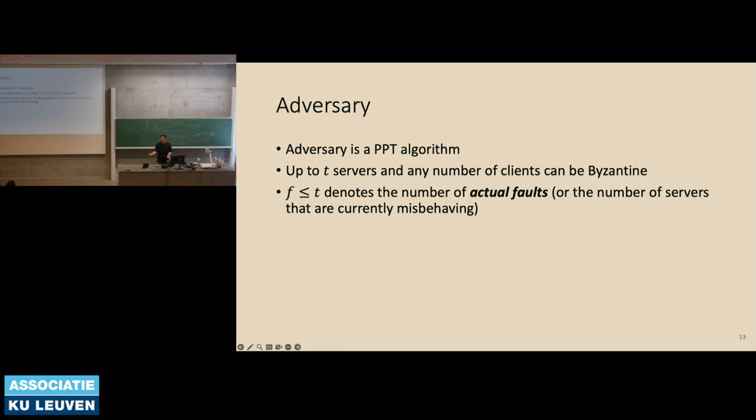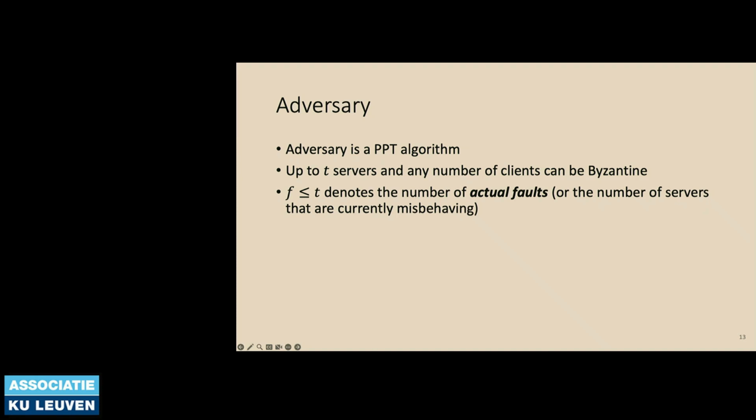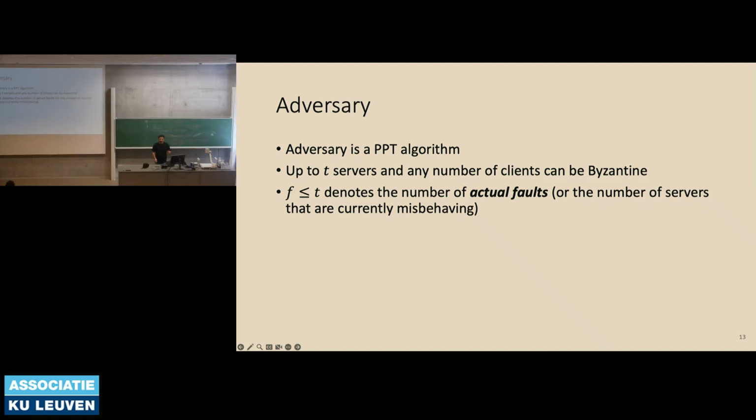So even though the adversary has corrupted t, maybe most of them are behaving according to the protocol. Maybe he's just trying to orchestrate some complicated attack where everybody is behaving correctly, but one person is doing something. So in that case, f will be 1, but despite t being up to however much we allow.